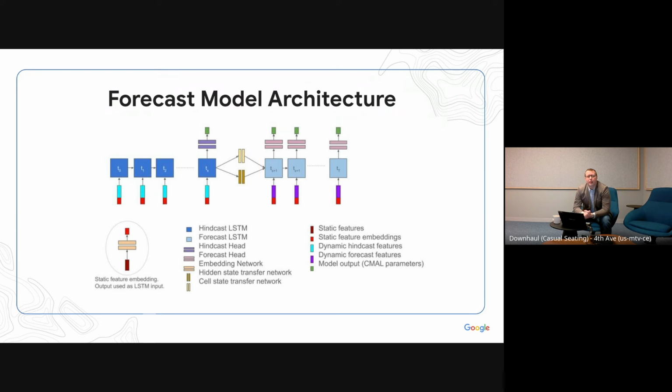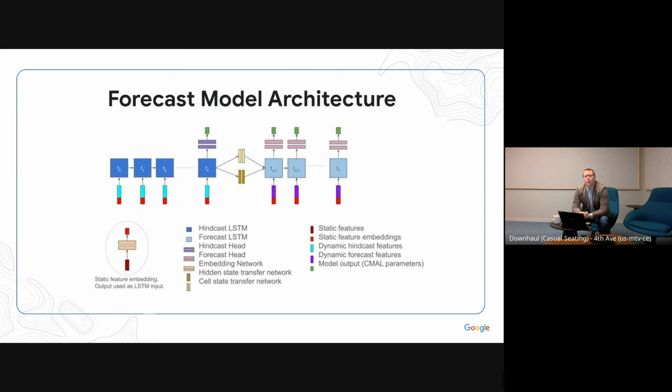The dark blue LSTM on the left is running over the past up until today. So the issue time of a forecast is today. We're going to issue a forecast today, and we're going to tell you the expected streamflow for the next 7 days into the future. Those 7 days in the future are the light blue LSTM on the right, running over 7 time steps.